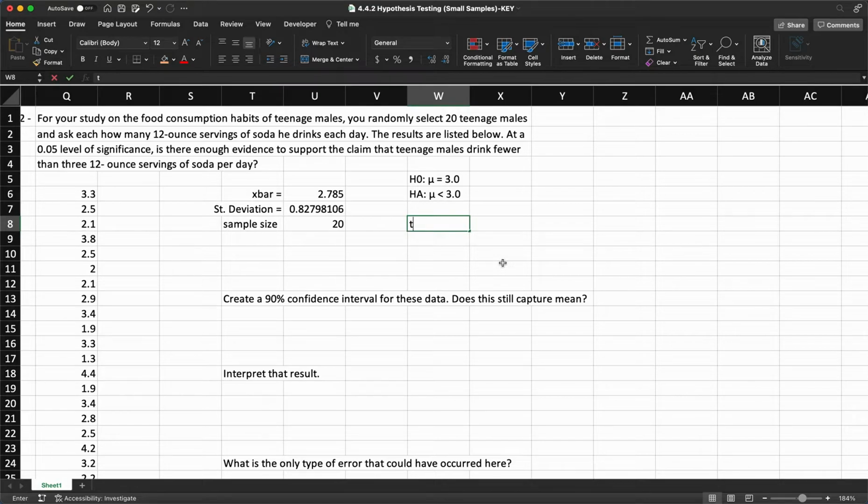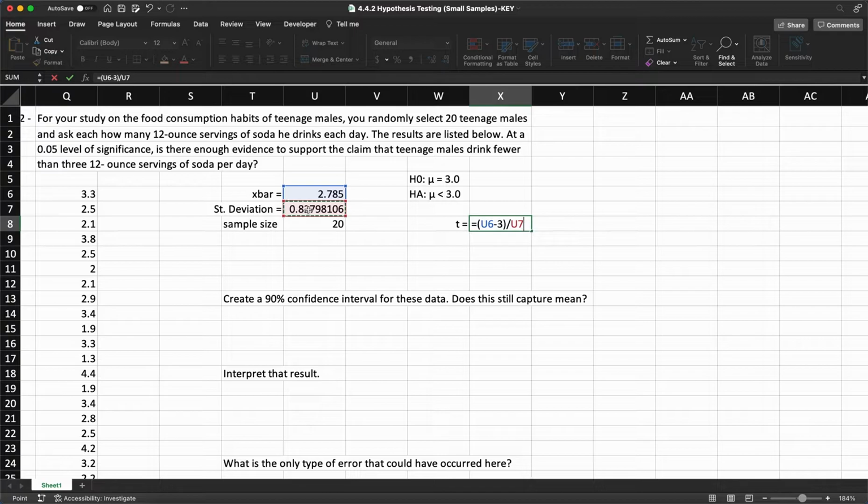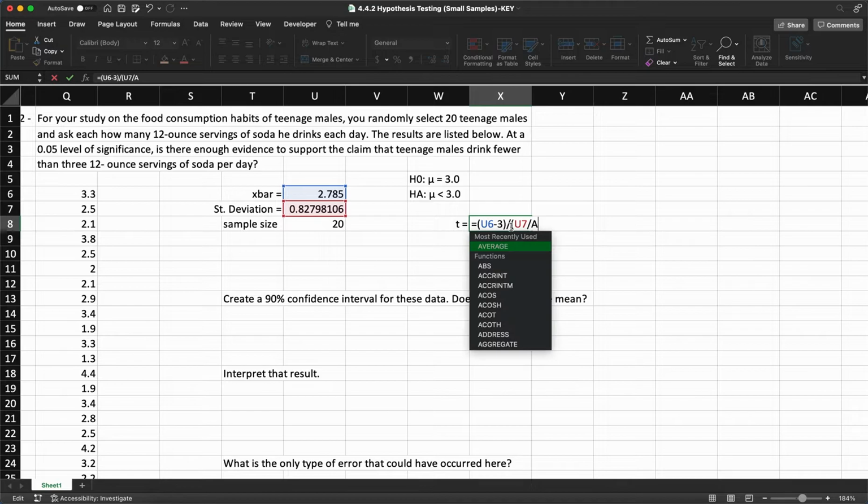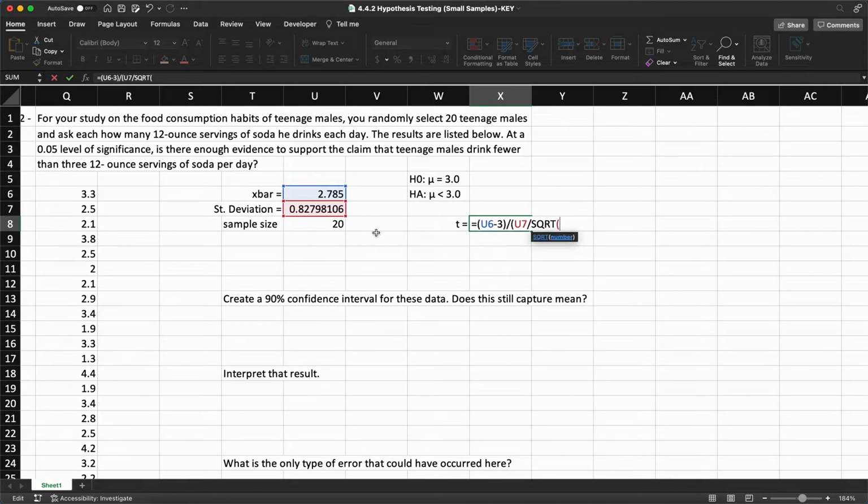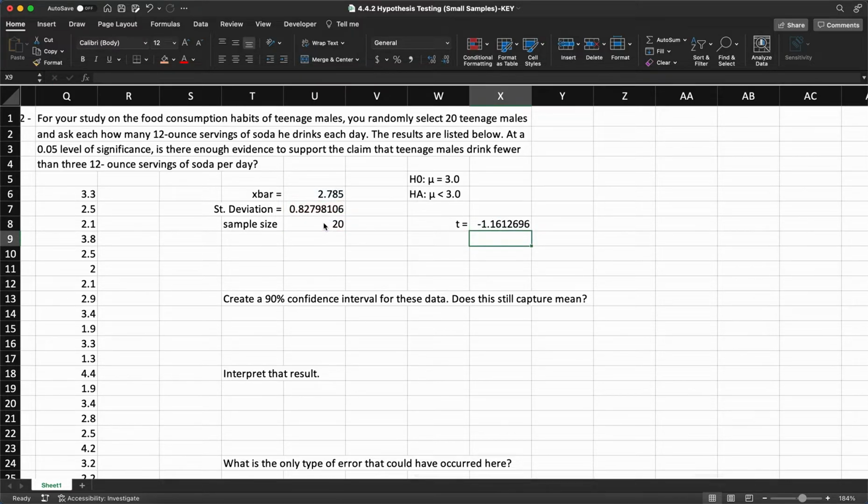So I need to find my t-score. My t-score is found the same way that a z-score is found. We're going to take x bar, subtract the mean, which in this case is 3, and divide by the standard deviation divided by the square root of the sample size. So that gives me a t-score of negative 1.16.